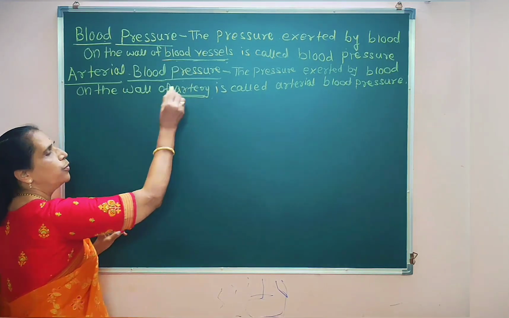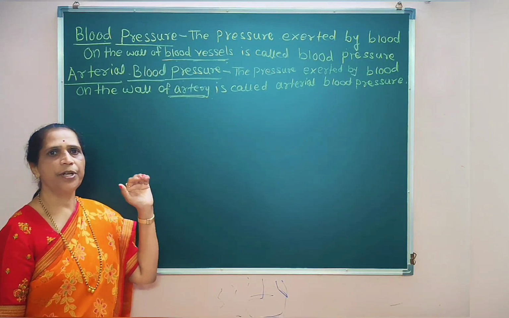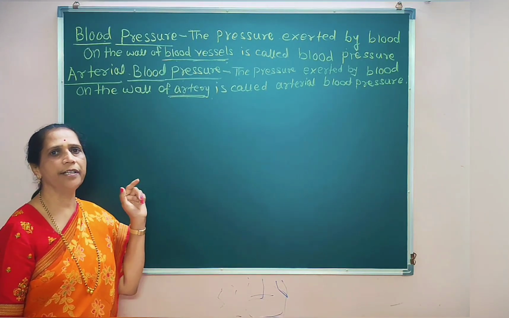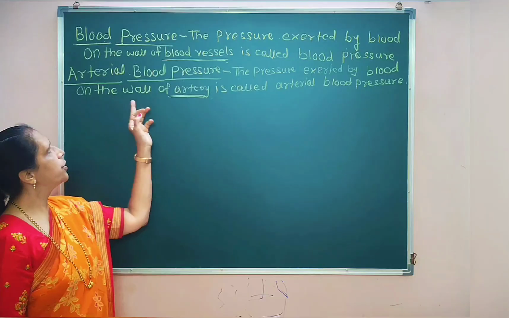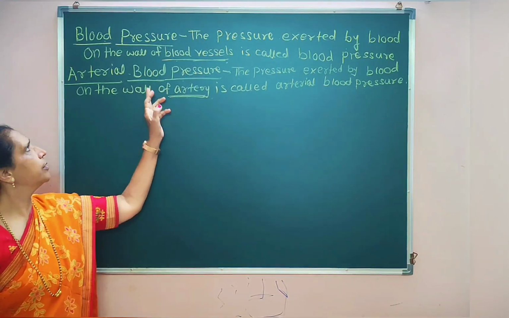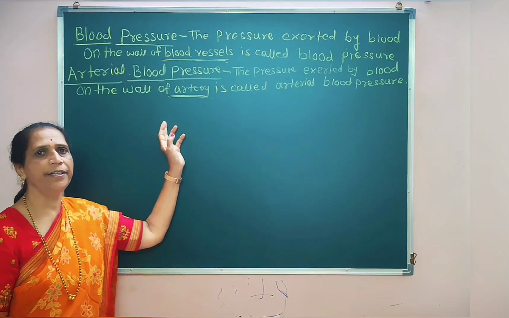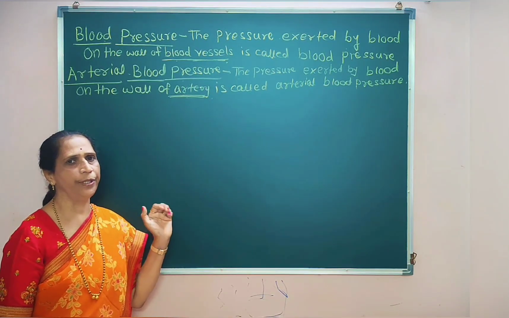So here only two words are different. Blood pressure means pressure on blood vessels and arterial blood pressure means pressure on the wall of artery. So how is it measured? It is measured by an instrument called sphygmomanometer.